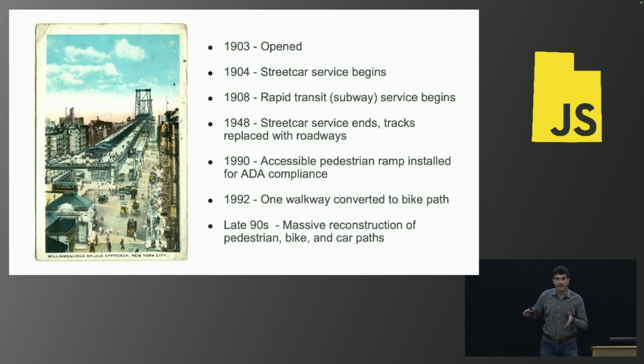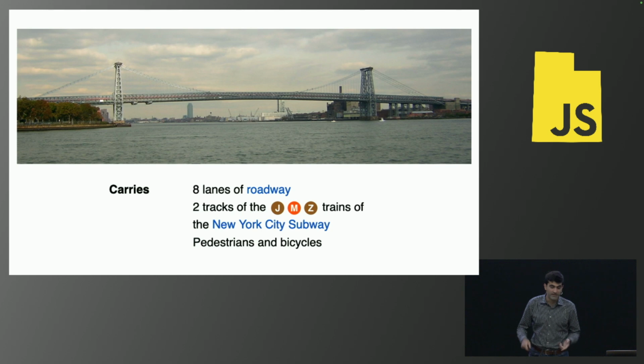We have done a lot of things over time with the Williamsburg Bridge, but throughout that 100-year history, it has always been a bridge, and it has retained some fundamental bridginess that was useful around the turn of the century and remains useful today. So today it carries 8 lanes for cars, 2 tracks for the JMZ subways, a bus lane, or not a bus lane, it has a bus, there is no bus lane, and it has a special path for pedestrians and bicycles.